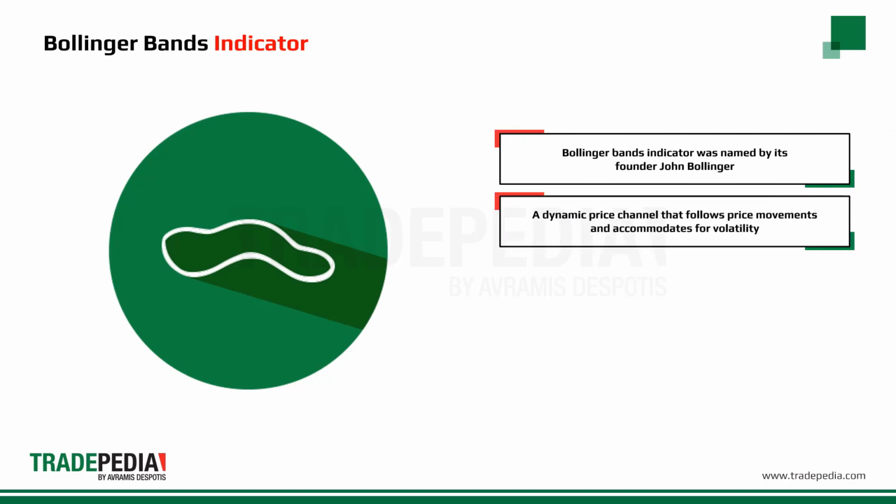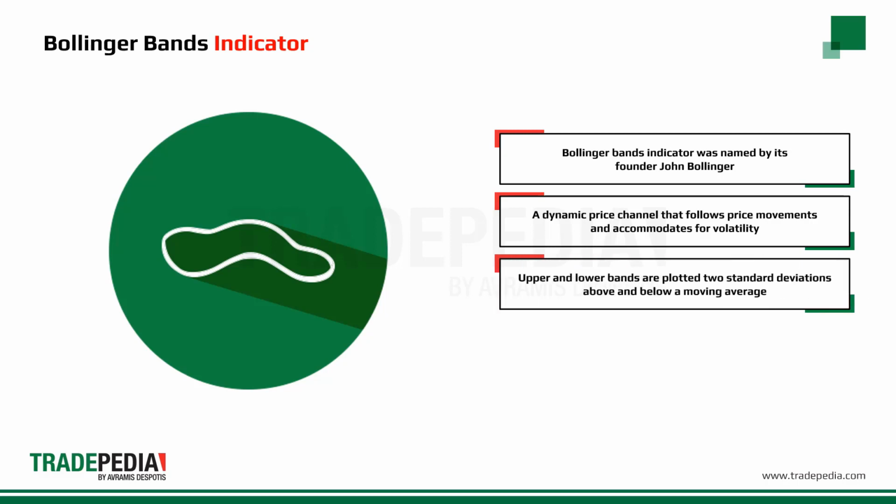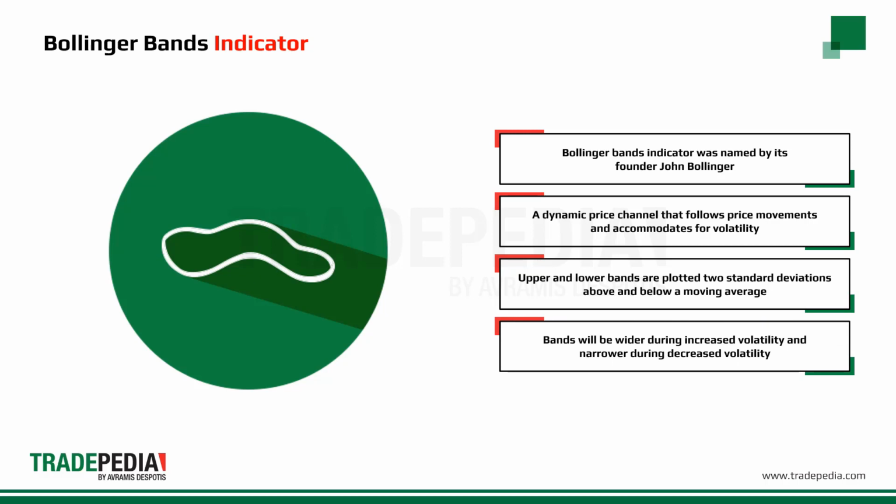He wanted to create a dynamic price channel that follows price movements and accommodates for volatility at the same time. This indicator is made of 3 bands, where the upper and lower bands are plotted 2 standard deviations above and below a moving average. Because standard deviation measures volatility, bands will be wider during increased volatility and narrower during decreased volatility.